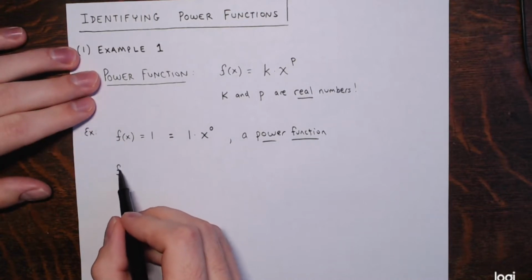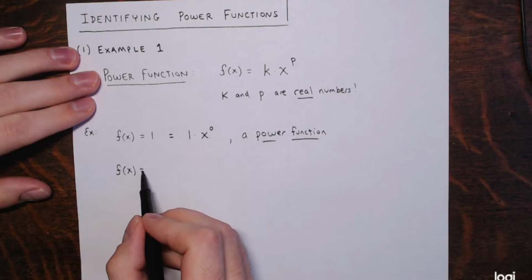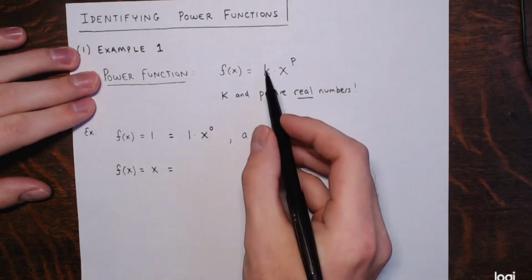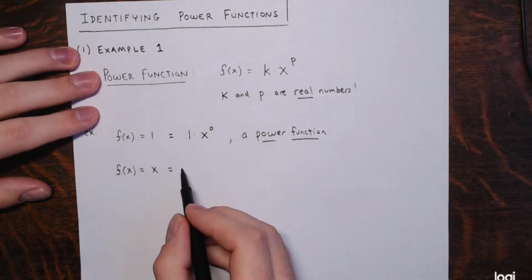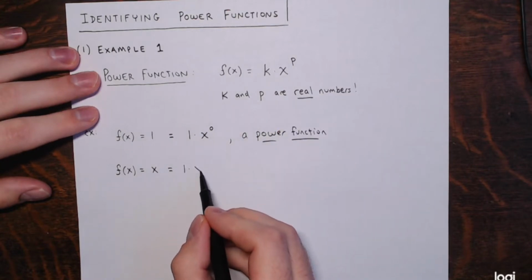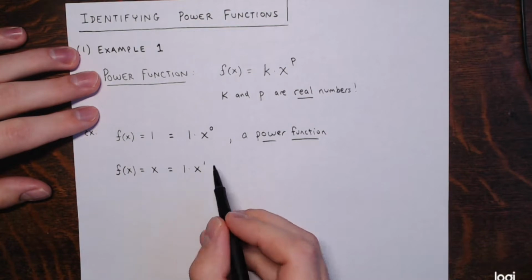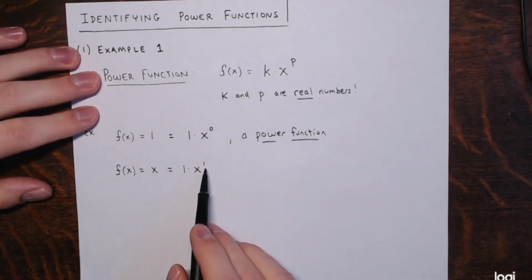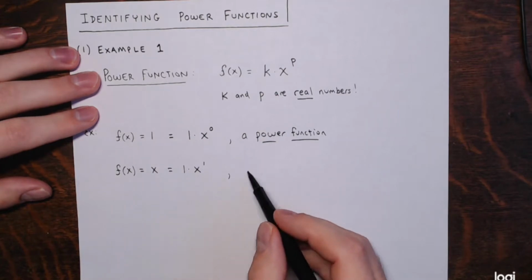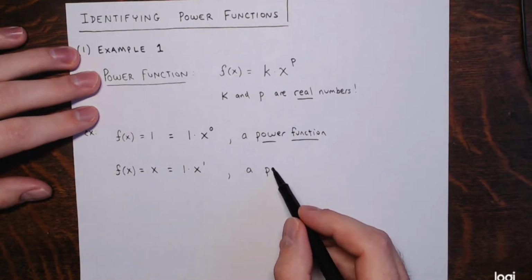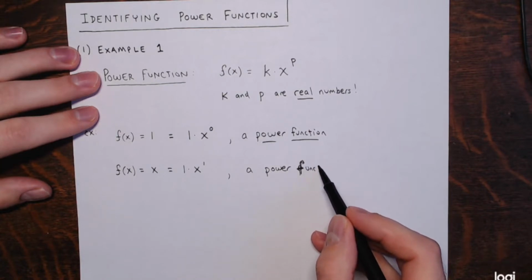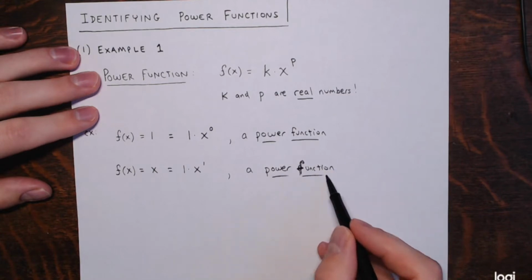The next one, f of x equals x, the identity function. Well, again, it is definitely of this form. This is 1 times the input variable x to the first power. See, the k and the p are both 1. So it is a power function. Let me actually spell it correctly. That's an f, sorry.